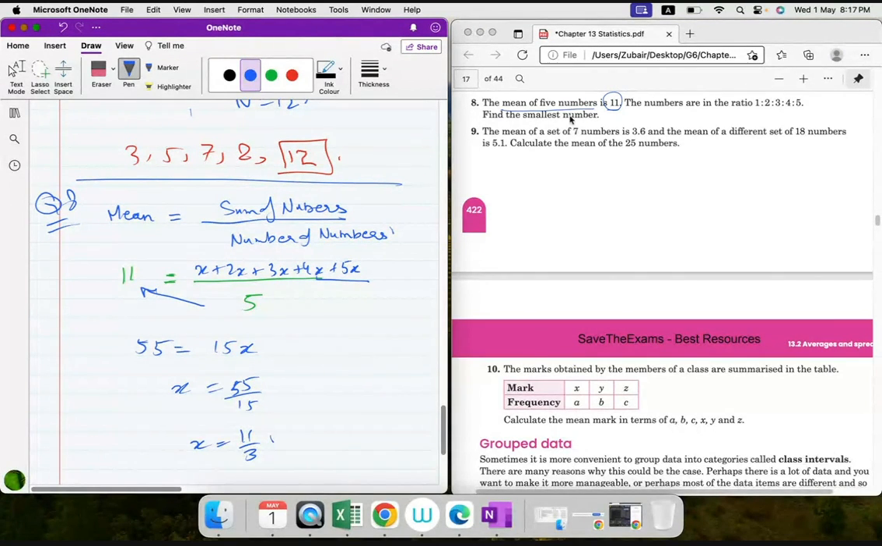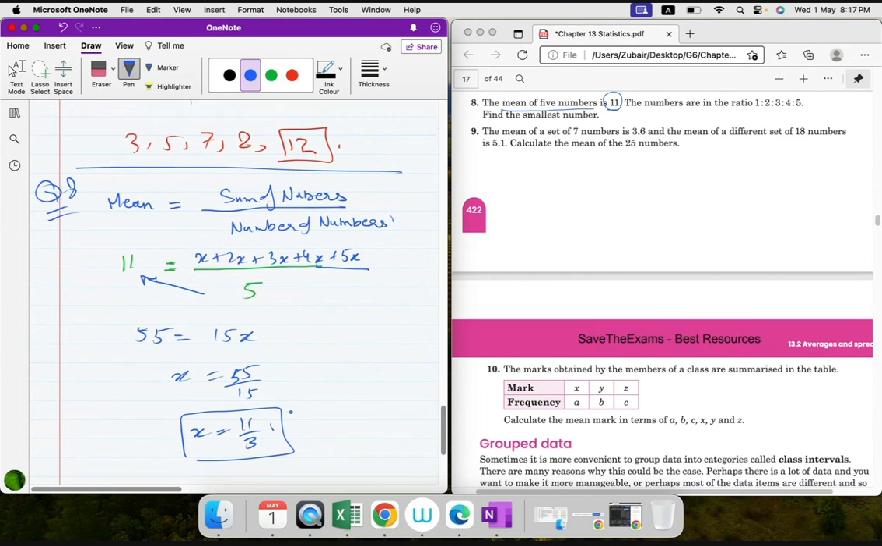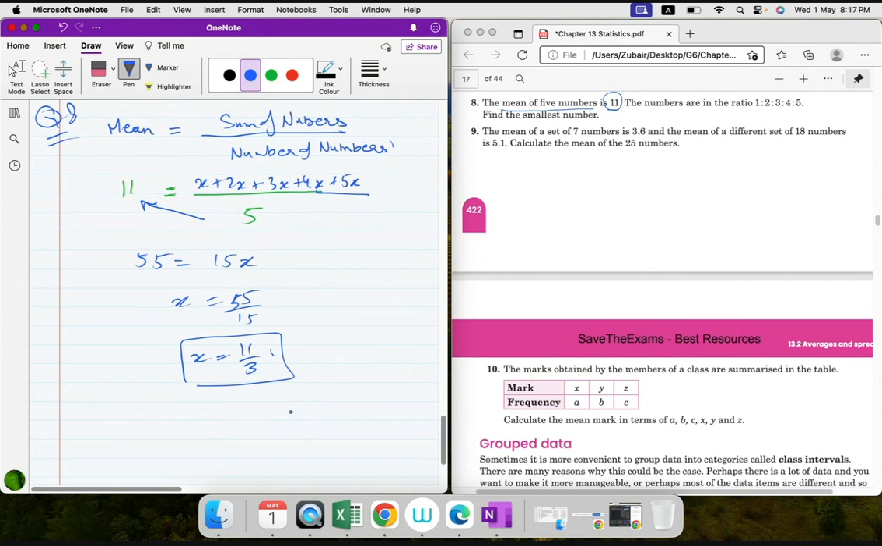And the demand of the question was to find the smallest number. So there it is already. If we would have said the largest number, I'll multiply this with 5. Is this clear? Yes, sir.